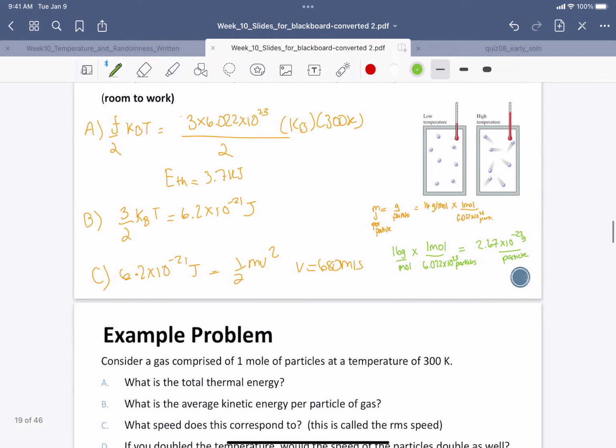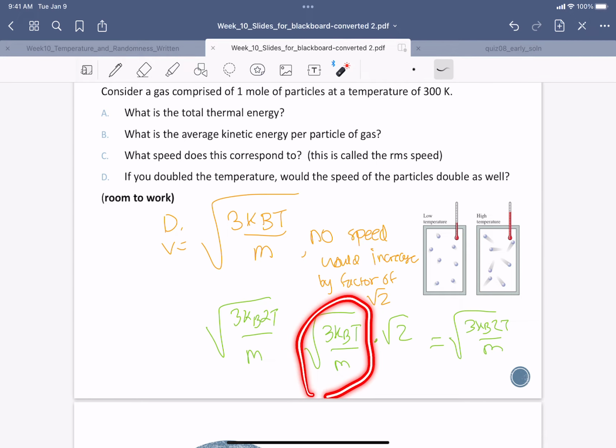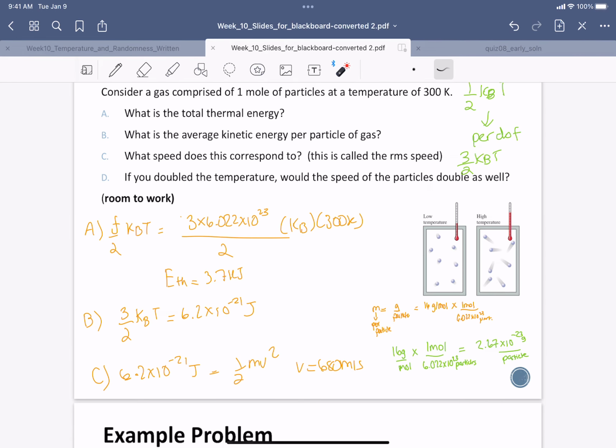And Kate, did you understand now the root 2 thing right here? Because if you have the 2 underneath the radical, it'd be saying root of 3 kB 2T over m. So this is saying root of 3 kBT over m times root 2. Since you can multiply radicals together, it's the same thing. So it's like you multiplied this part right here, v equals root of 3 kBT over m, by a factor of root 2.